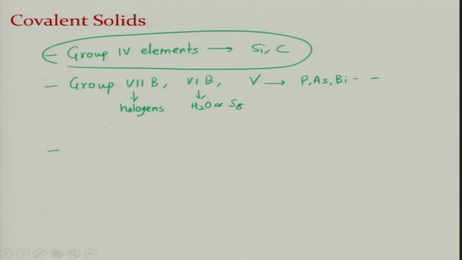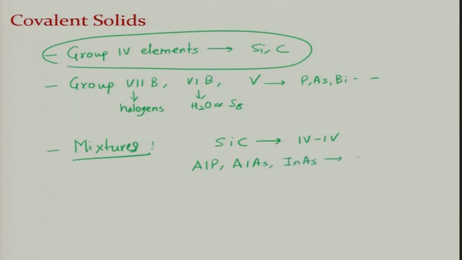And then we have mixtures which also form covalently bonded compounds, and these could be silicon carbide, which is a 4,4 compound. You can also have aluminum phosphide, aluminum arsenide and indium arsenide, which are 3,5 compounds. You have zinc oxide, zinc sulfide, which are 2,6 compounds. Zinc oxide is a dielectric material, and we will see what its structure is, and so on and so forth. There are multiple examples of these covalent solids.